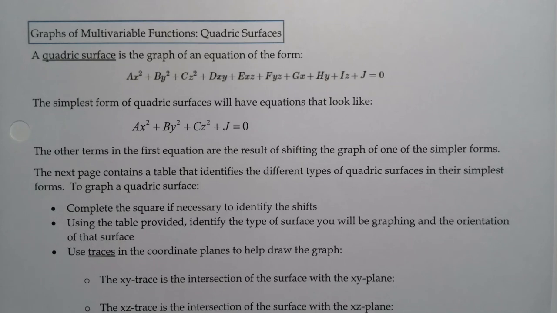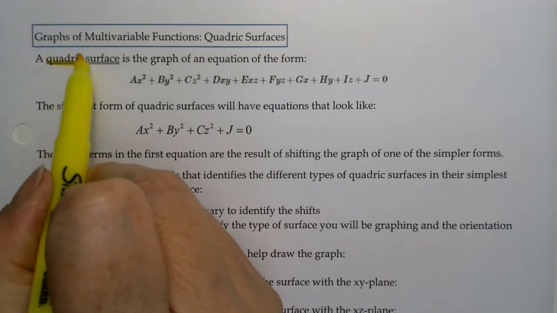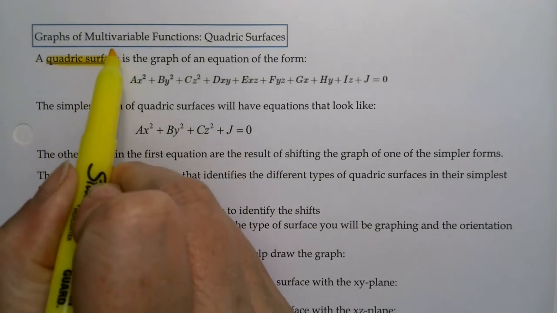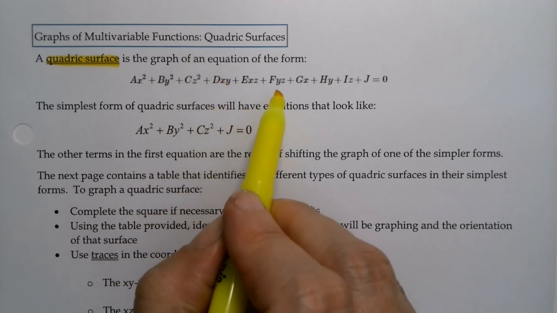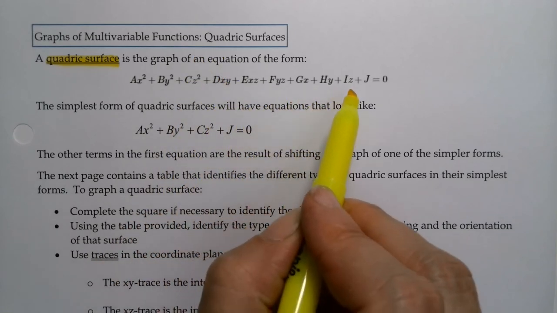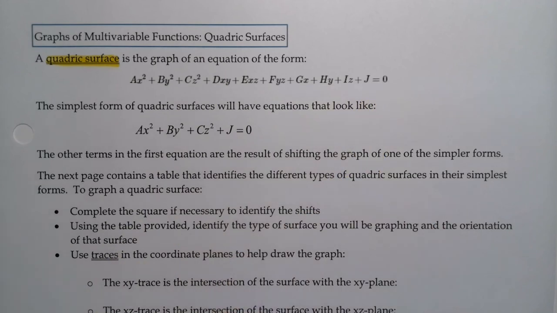It's time to look at our last type of generic surface. We've looked at planes and we've looked at cylinders. And the last type is called a quadric surface. It's a graph in the equation form ax squared plus by squared plus cz squared plus dxy plus exz plus fyz plus gx plus hy plus iz plus a constant is equal to 0.